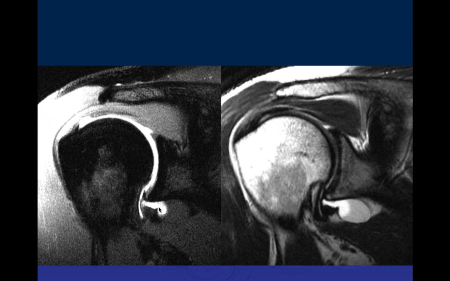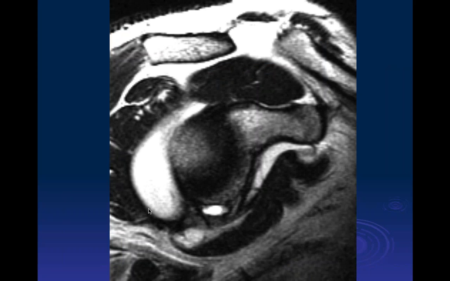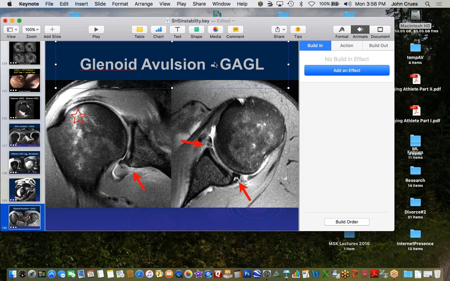Great, thanks, John. And so here's another avulsion from the glenoid side involving the inferior glenohumeral ligament. And here's just a sagittal image where we're seeing a big cyst down through here, which is also an inferior avulsion. And here's just another example where it's a little bit less obvious, but this is the inferior glenohumeral ligament, and it's avulsed off its inferior attachment there as well.